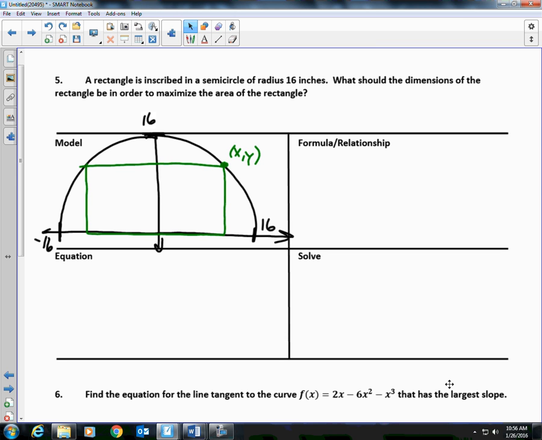Now, here's where it's really important that you stay disciplined. What is the objective? Maximize area. This is what will drive the problem right here. So I write an expression for area. What is the area of a rectangle? Base times height.